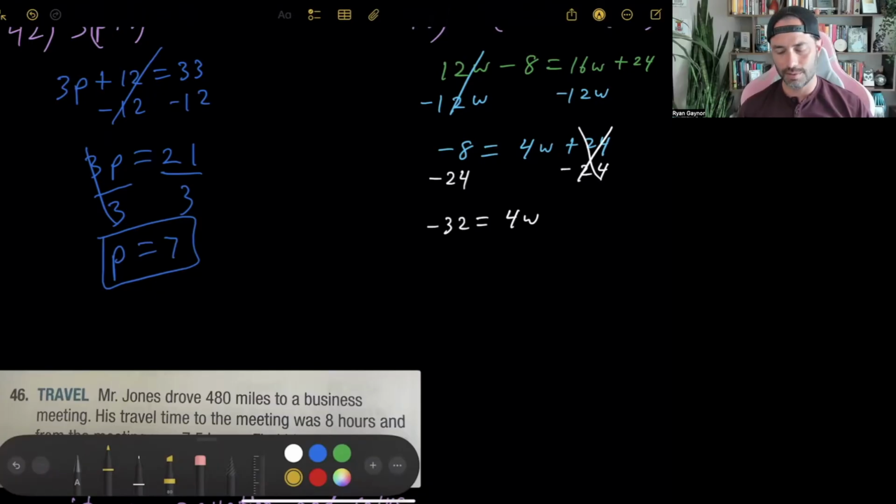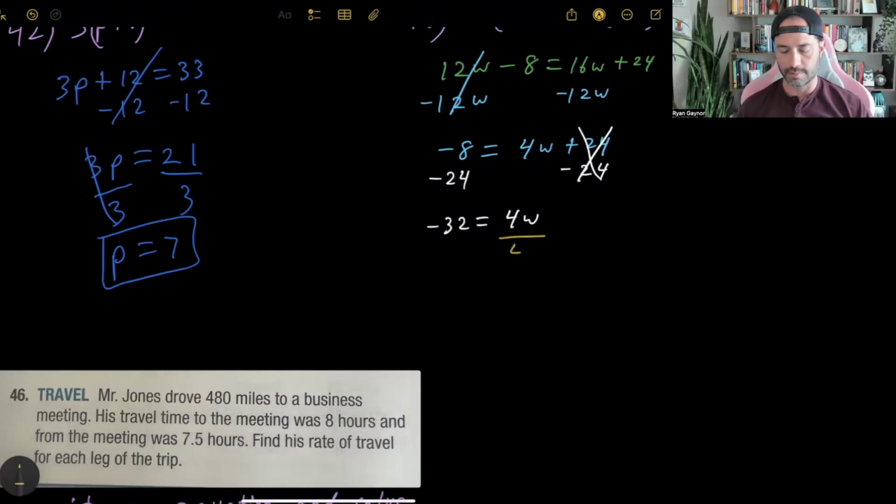So now we're back to doing the opposite on both sides again. 4 times w, that is dividing by 4 now, because that's the opposite of multiplication. Divide by 4 over here. We get negative 32 divided by 4, and that is negative 8 equals w.